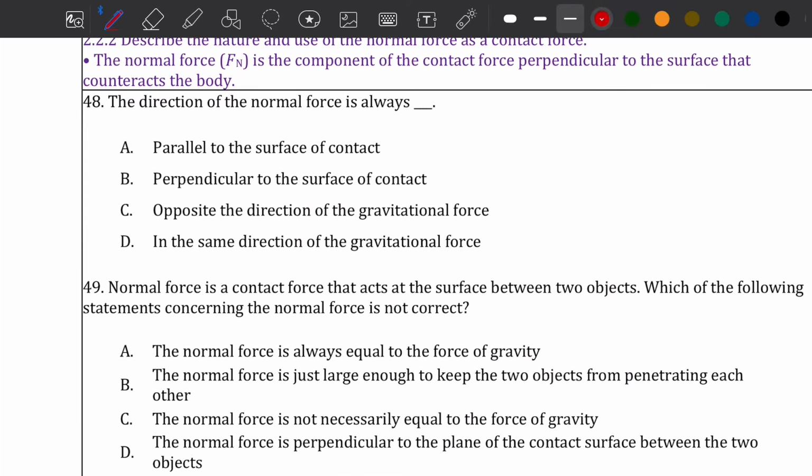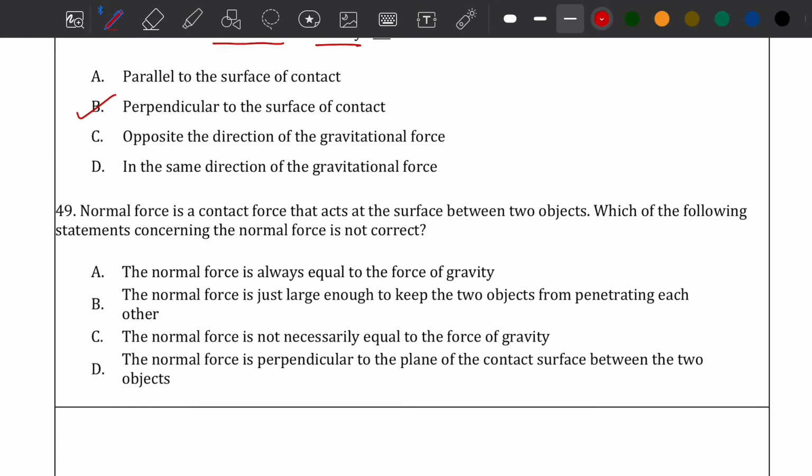Okay, direction of the normal: "always" means always correct. It should be true for all cases. So it's always perpendicular to the surface of the contact. So normal force is always perpendicular to the surface with which the object is in contact. Normal force is a contact force that acts at the surface between two objects.